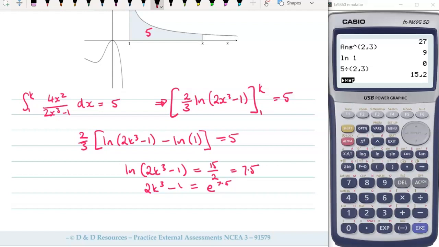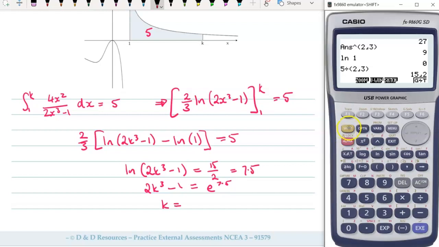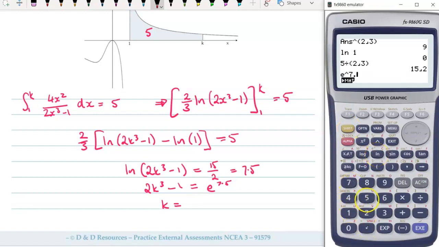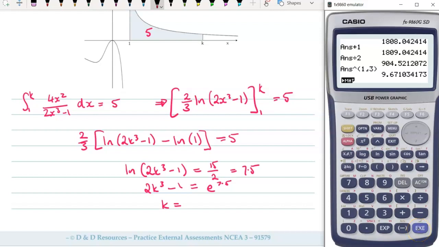So 2k cubed minus 1 is e to the power of 7.5, so k will be, let's pop that in the calculator because it's not going to give us a nice fraction. We can just go straight into decimal. So e to the 7.5, we're going to add on 1, then divide by 2, and then we want the cubed root. So k is 9.67.